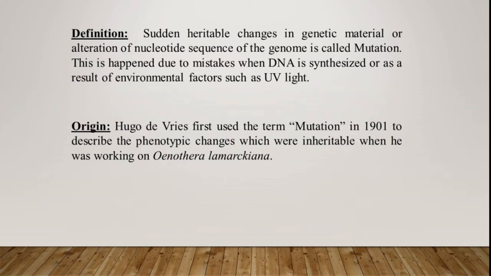At first we should know what is mutation. The definition of mutation is sudden heritable changes in genetic material, or alteration of the nucleotide sequence of the genome. This happens due to mistakes when DNA is synthesized or as a result of environmental factors such as UV light.